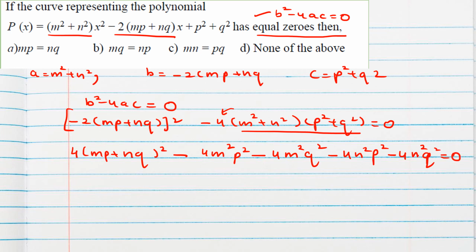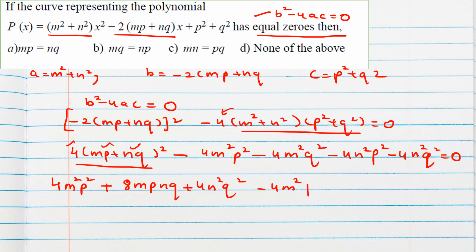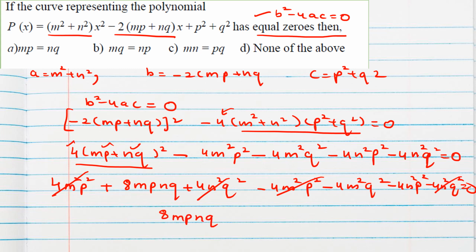This also we can open. So if you open, m square p square term will come using the identity a plus b whole square, then 2 times mp nq, but already 4 is outside, so 8 times mp nq plus 4 times n square q square, because all other same terms will get cancelled here, which are 4 m square p square, n square q square. So these terms are remaining: mp nq, 4 m square q square, 4 n square p square.